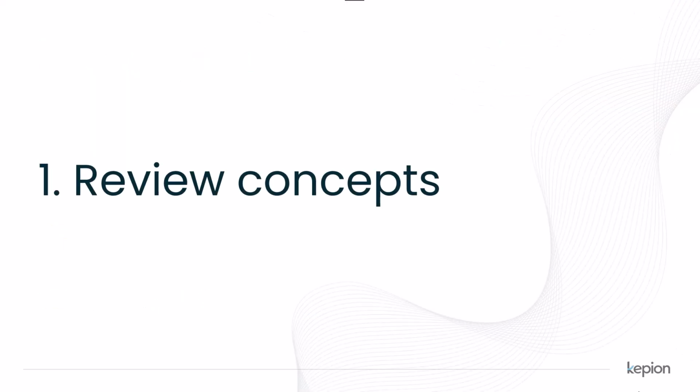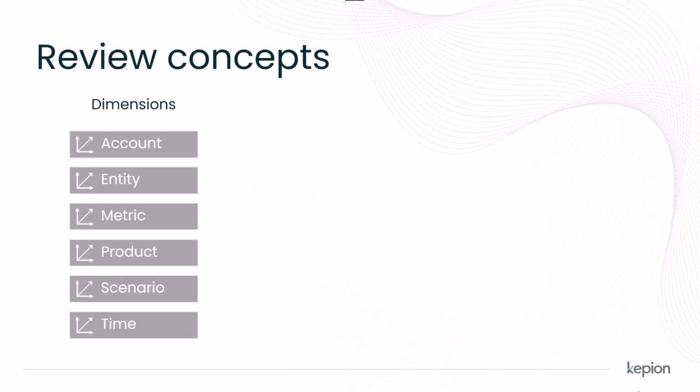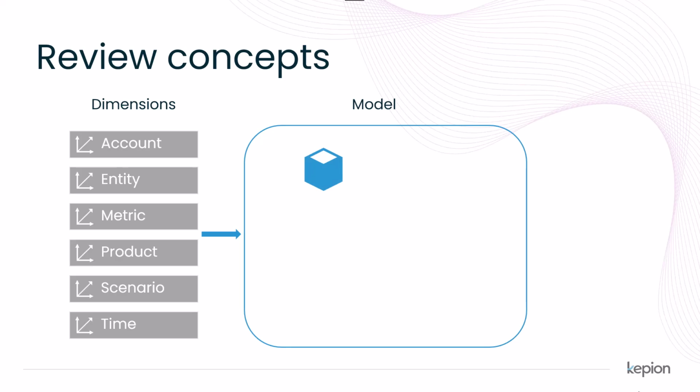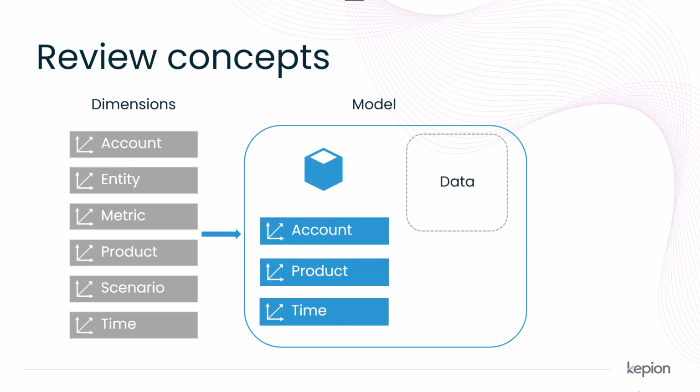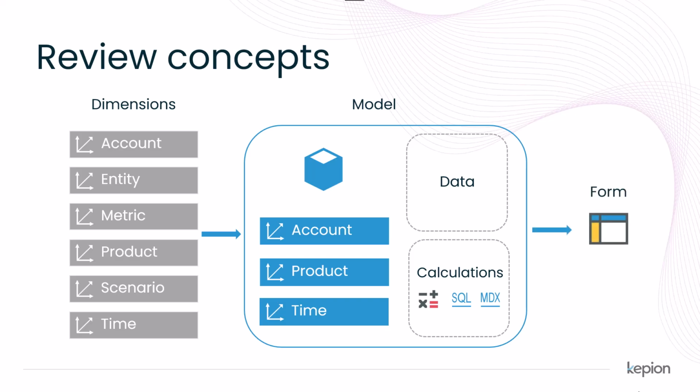Let's start by looking at the fundamental concepts that drive Kepion. We use dimensions to define models. Models are then used to store relational data and calculations in a database. Then we create forms as a window to view that data. Let's see how we can identify the dimensions, models, and forms we need from spreadsheets provided by the customer.